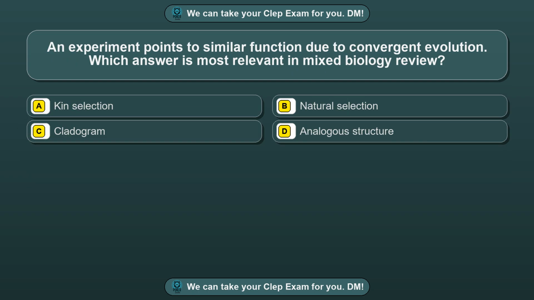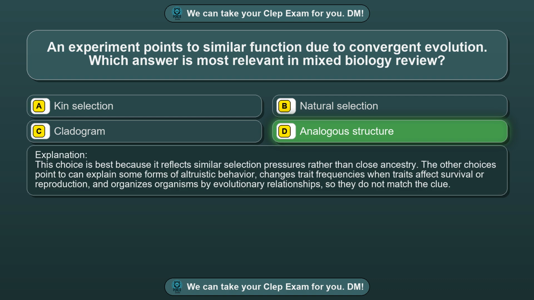Question 58. An experiment points to similar function due to convergent evolution. Which answer is most relevant in mixed biology review? Option A, kin selection. Option B, natural selection. Option C, cladogram. Option D, analogous structure. The correct answer is option D, analogous structure. This choice is best because it reflects similar selection pressures rather than close ancestry. The other choices point to can explain some forms of altruistic behavior, changes trait frequencies when traits affect survival or reproduction, and organizes organisms by evolutionary relationships, so they do not match the clue.